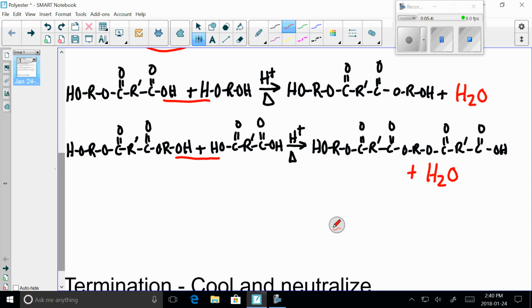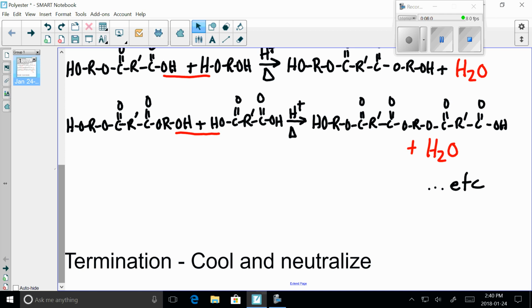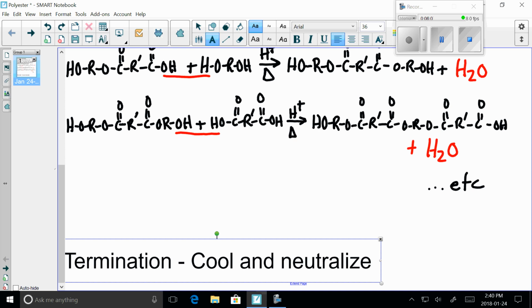So there's 3 propagational steps. At this point, show that the reaction continues. And we go on to our termination step. The termination is to cool and neutralize. Just the opposite process of our initiation step.